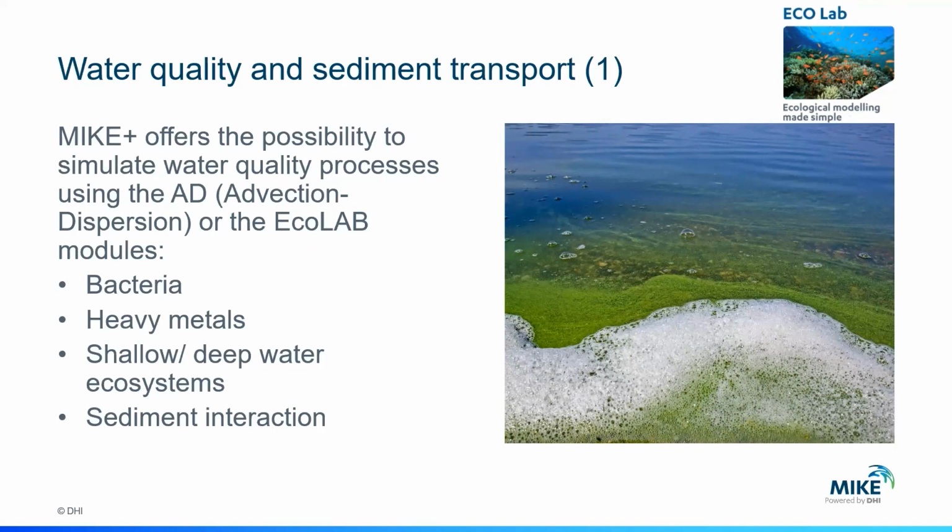simulate ecological processes. It contains tools and various templates to calculate complex water quality components and processes such as bacteria growth, heavy metals, sediment interaction with water quality, and can be used for shallow or deep water ecosystems. The advection dispersion capabilities and also the integration with EcoLab allow for very complex processes to be represented and modeled using Mike Plus.